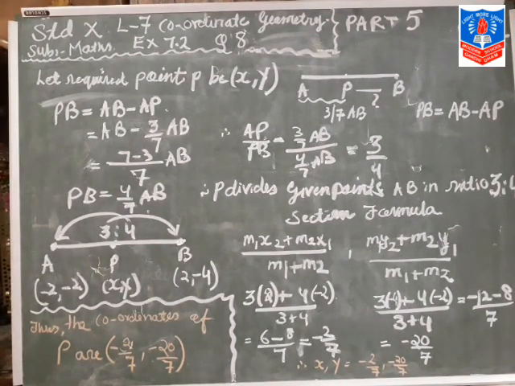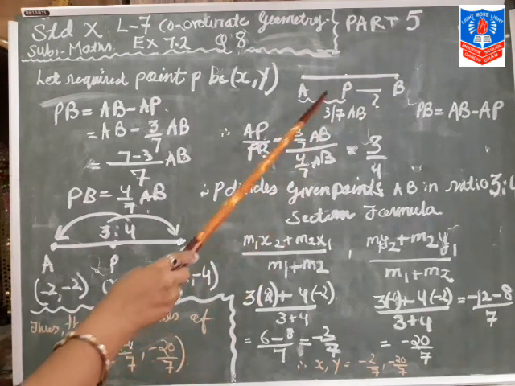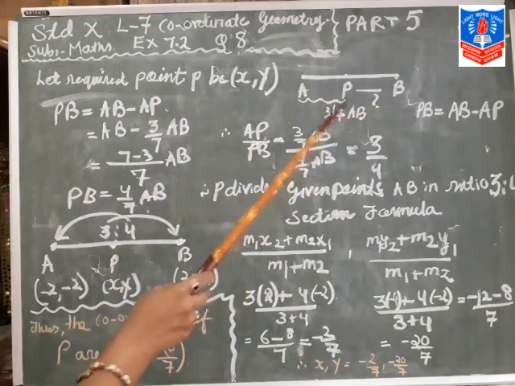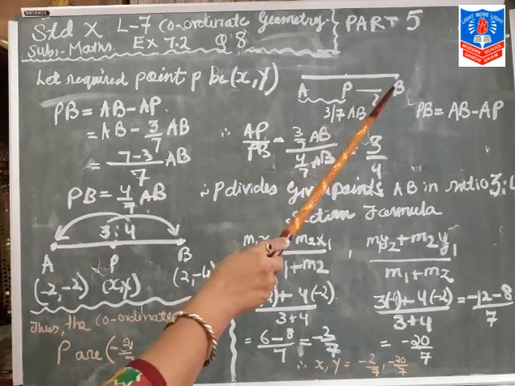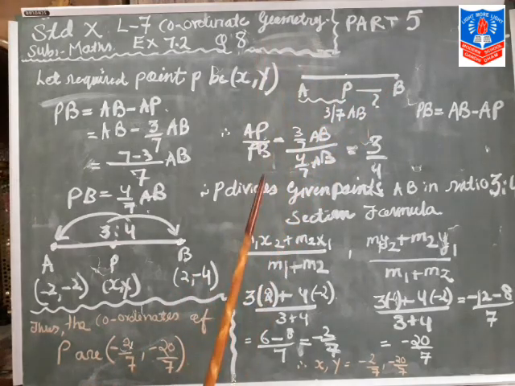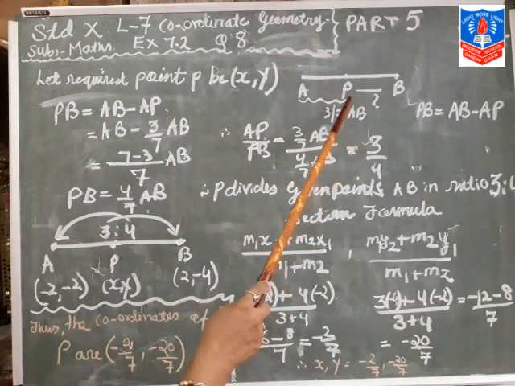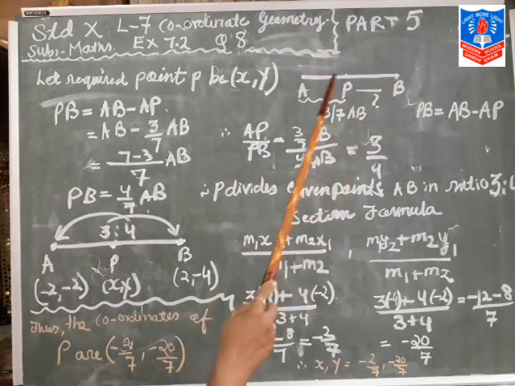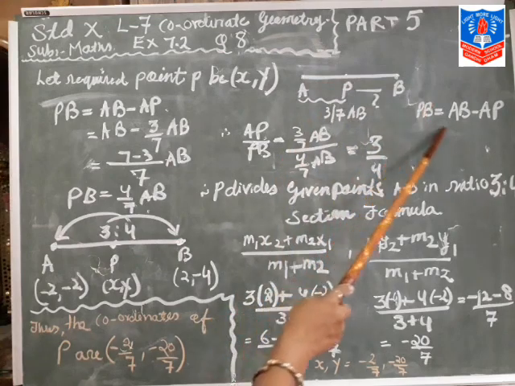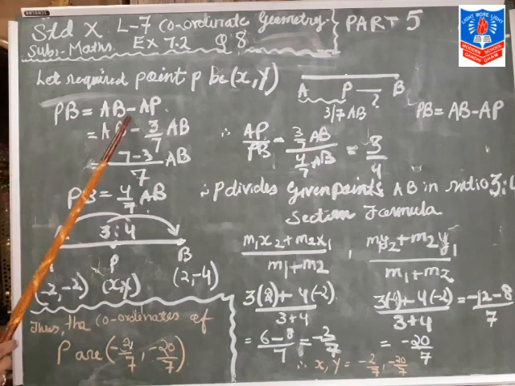Now, the required point P is (x, y). Now P lies in between A and B, and AP is given as 3/7 AB. We know that. Now we have to find out PB first. PB equals AB minus AP. Clear? Because AP plus PB equals AB. Now we have to find out PB. So PB equals AB minus AP. Clear, children? This statement is very important.